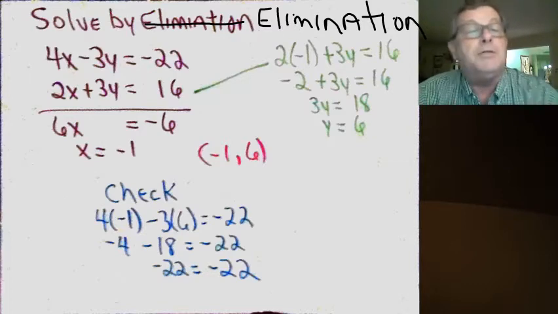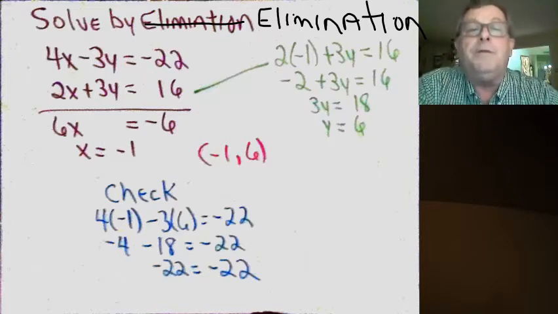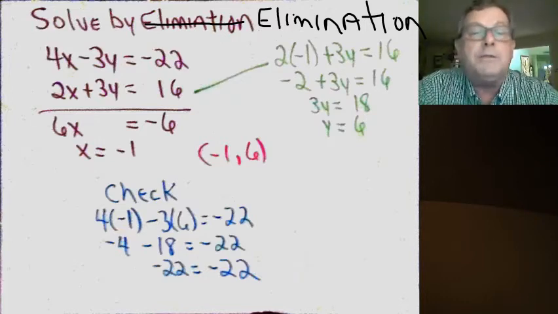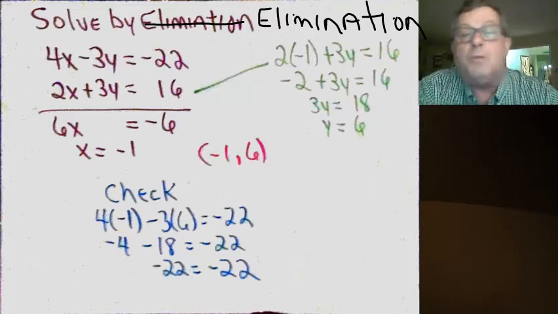Okay, so I got two linear equations here. I got 4x minus 3y equals minus 22, and my second one is 2x plus 3y equals 16. Now, in using the method of elimination, I can add sometimes. Other times I can subtract the two equations. Other times I have to multiply one of the equations so that I can add or subtract.